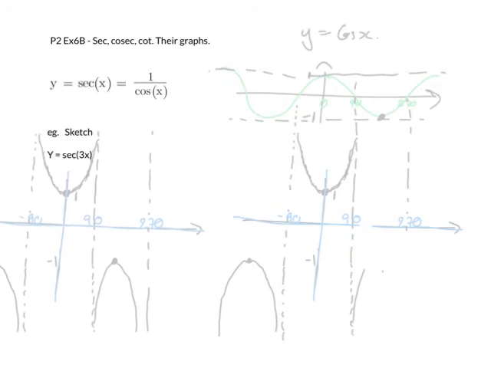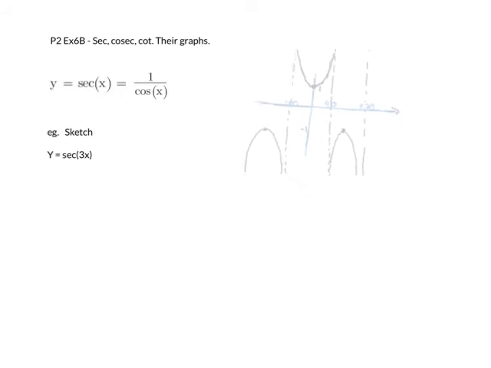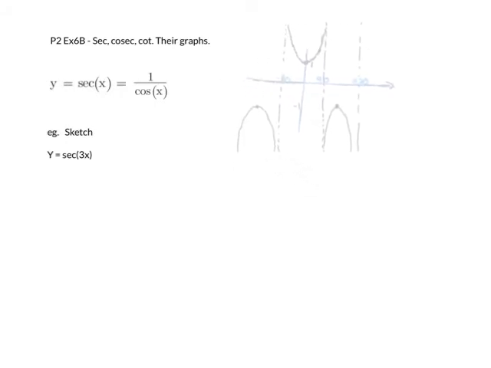We'll take a little snap of that and get rid of all of our working. This is the graph of y equals sec x. It's periodic in the same way that cos is periodic. It goes on forever in both the left and the right direction.